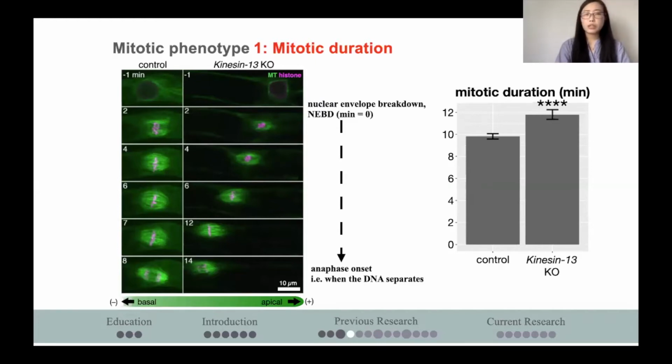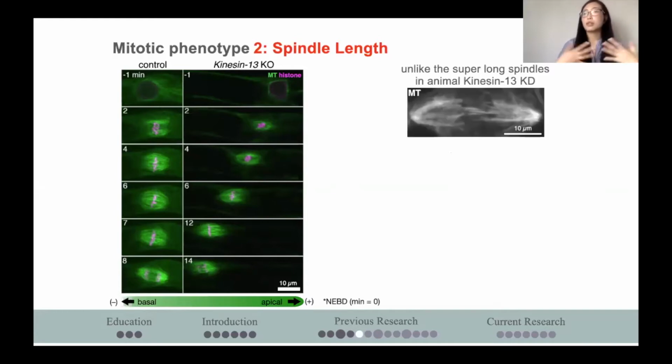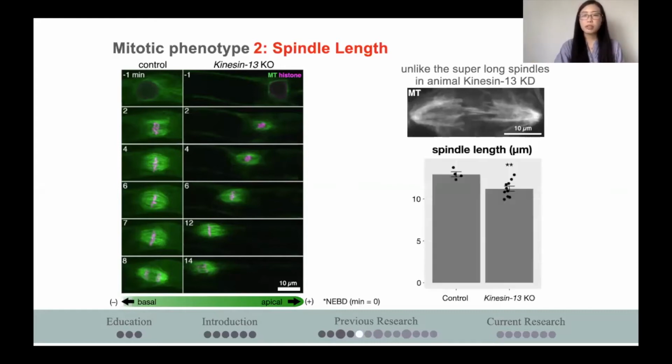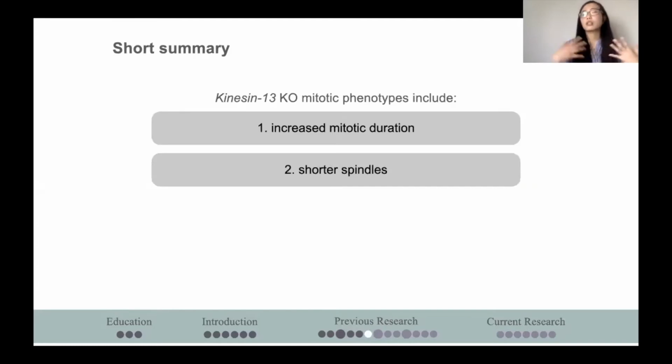The other thing that we checked was spindle length. Now you remember that when you knock down, so when you reduce the amount of kinesin 13 in animal cells, the spindles become really, really long. And already you can see that is really not the case here. But in any case, I measured the length, and what I found is that the mitotic spindle is actually slightly shorter than the control. So right now, we have found two important phenotypes of mitosis of the kinesin 13 knockout moss, which is that it takes longer to finish mitosis and that the mitotic spindle is actually shorter.